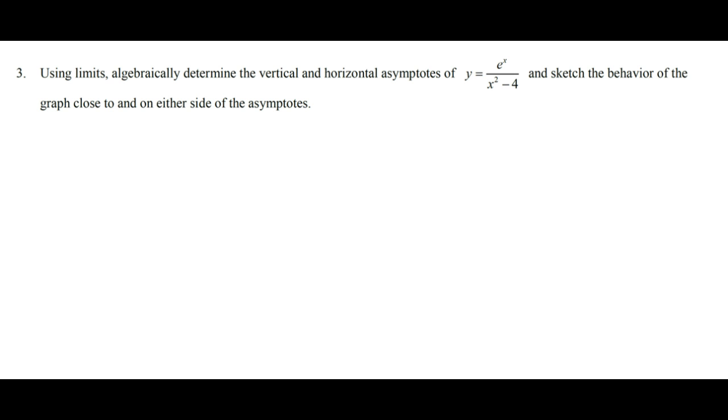Tomorrow, using limits, algebraically determine the vertical and horizontal asymptotes of y equals e to the x, an exponential function, over x squared minus 4, a non-exponential function, quadratic I guess, and sketch the behavior of the graph close to and on either side of the asymptotes. So remember, all of this asymptote stuff just gets us what's going on close to and on either side of the asymptote. We get all the rest of the information from the stuff that we've been doing. All right, so where are the asymptotes?